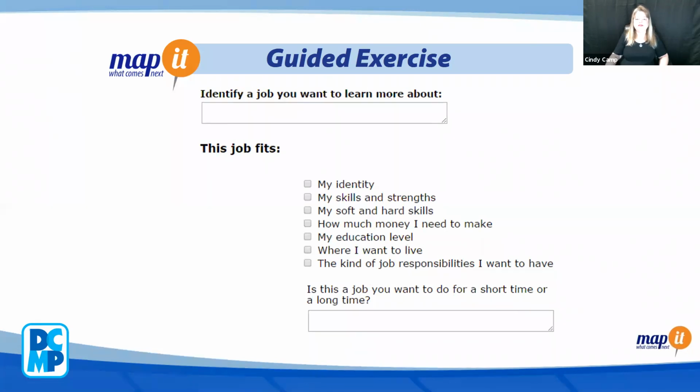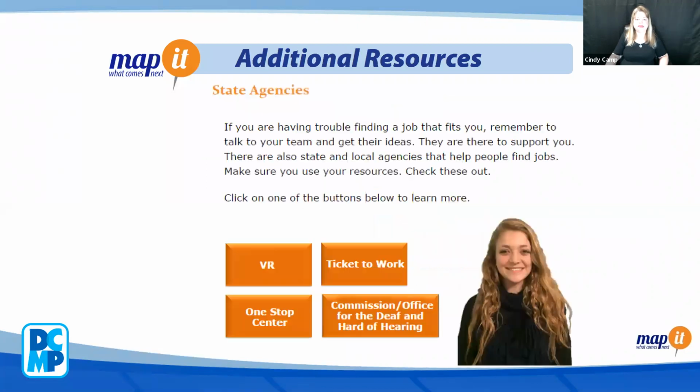And again, all of these exercises they can go through multiple times, so they can look at different jobs, or maybe over the years review the same job and see if things have changed. Then we talk about the additional resources they have, such as VR, Ticket to Work, one-stop centers, commission or office for deaf and hard of hearing in their state.